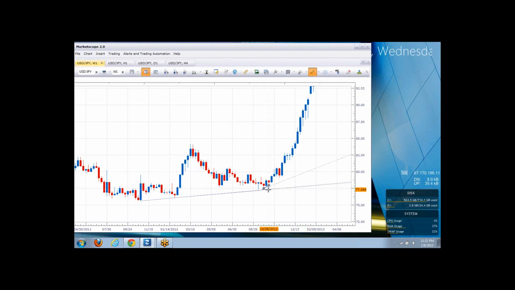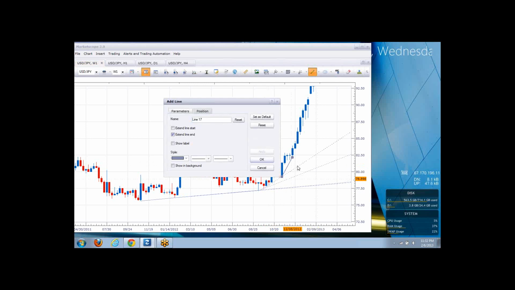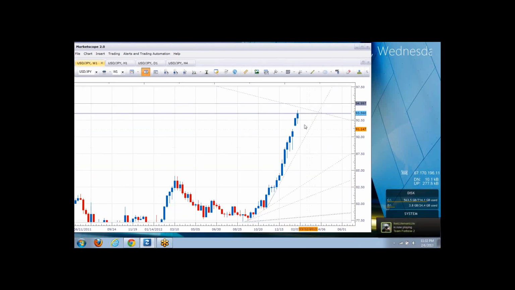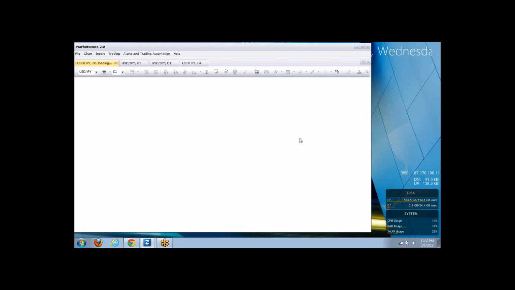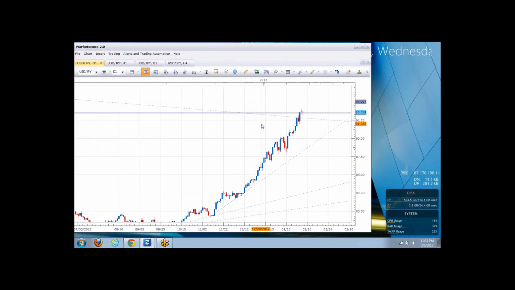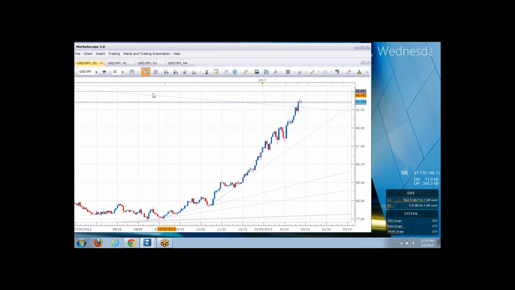And from here, see if it continues to obey this one. Looks to be doing so. And then we move down to the daily. 6 months. Daily chart.